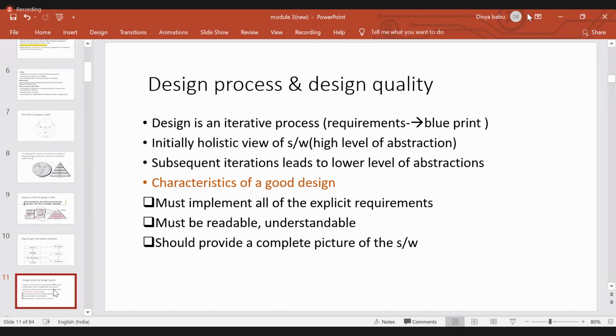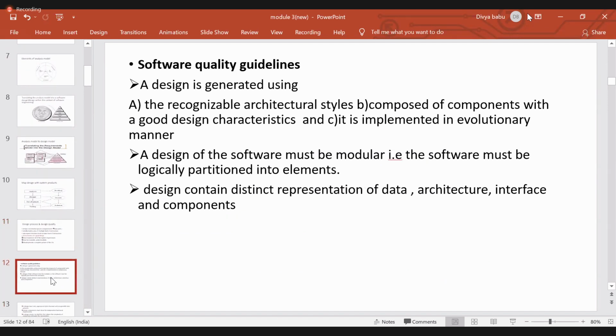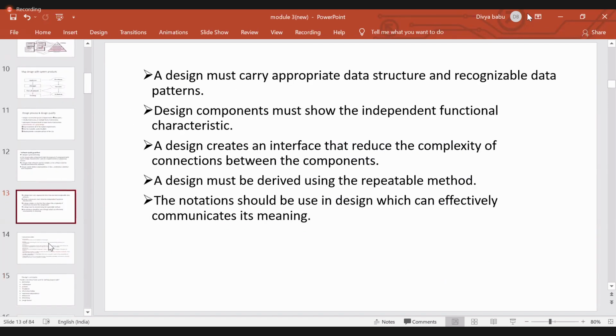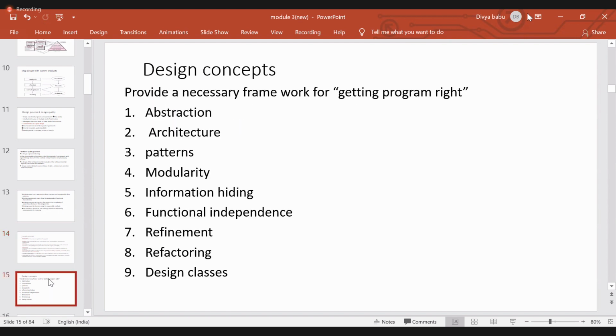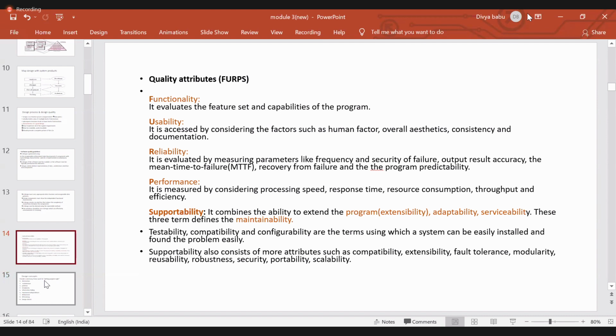Then in the design process, I discussed the characteristics of good design and guidelines, and then the quality attributes: functionality, usability, reliability, performance, and supportability. Many things come under supportability: testability, compatibility, configurability, extensibility, fault tolerance, modularity, reusability, robustness, security. I think I completed the quality attributes up to here.